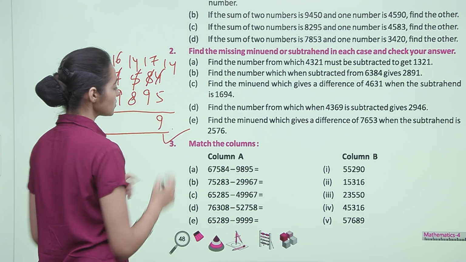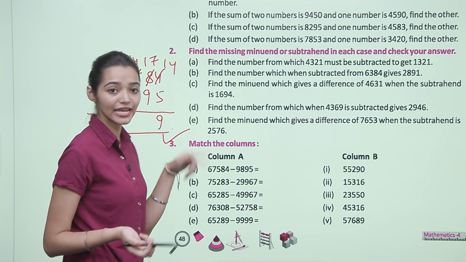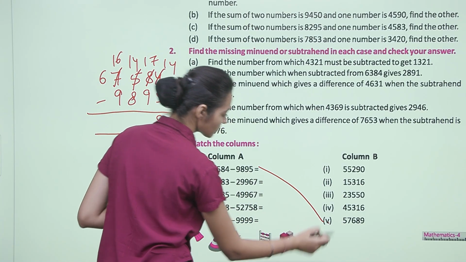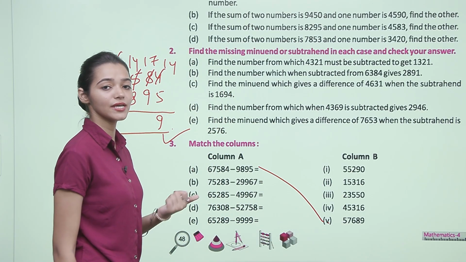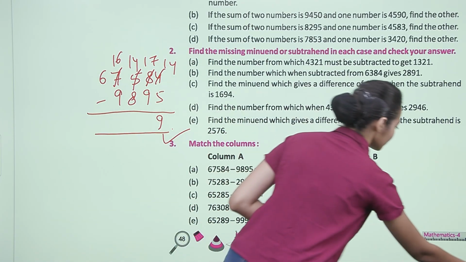And how you can check your answers, that which one has 9 as our ones, that is D option. That means fifth one is our correct answer. That's how we can solve the remaining part.